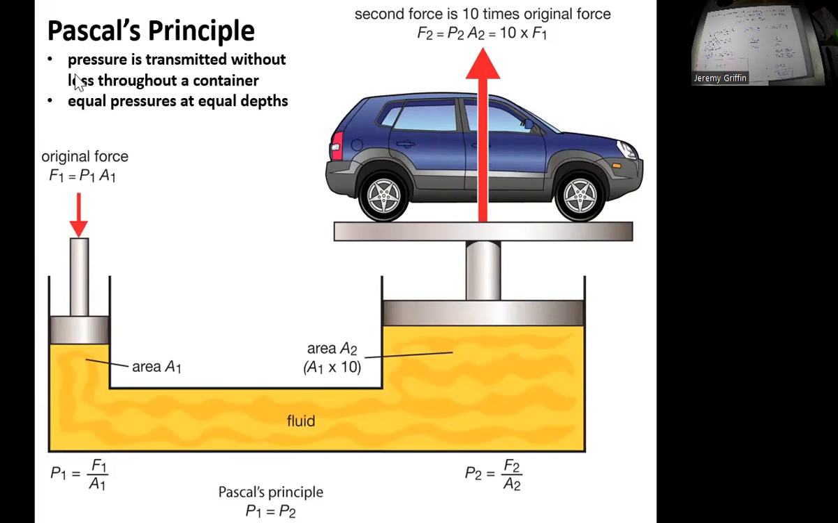Okay, how about this top bullet point? Sometimes you see it written this way: pressure is transmitted without loss throughout a container. So if the pressure is all the same at the bottom of this system, that would also be true as you work your way up into these sides. If you go 1 meter up at this level, and at the exact same level on the other side, again it's equal pressure, right? So we have the same pressure everywhere.